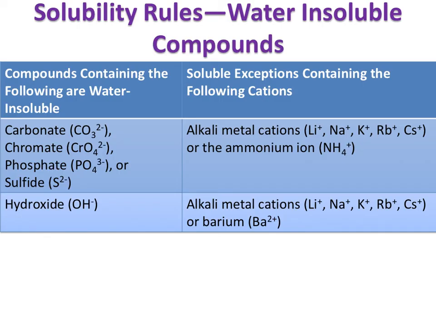Solubility rules for water-insoluble compounds. Rule number 6. Compounds containing carbonate, CO3 2-, chromate, CrO4 2-, phosphate, PO4 3-, or sulfide, S2-, are insoluble except when the compound contains an alkali metal cation, lithium, sodium, potassium, rubidium, cesium, or the ammonium cation.